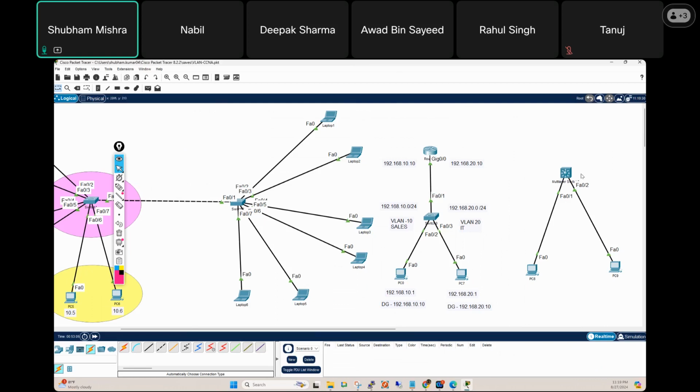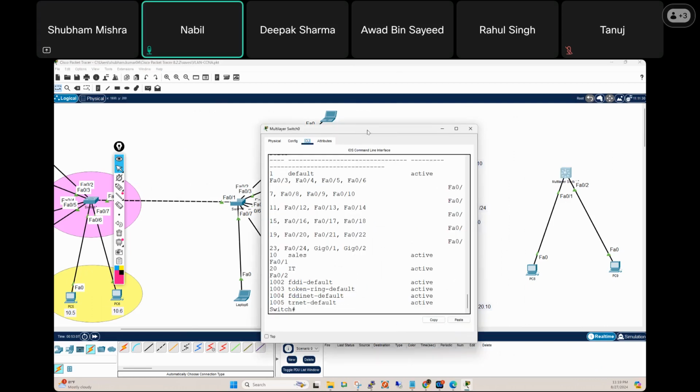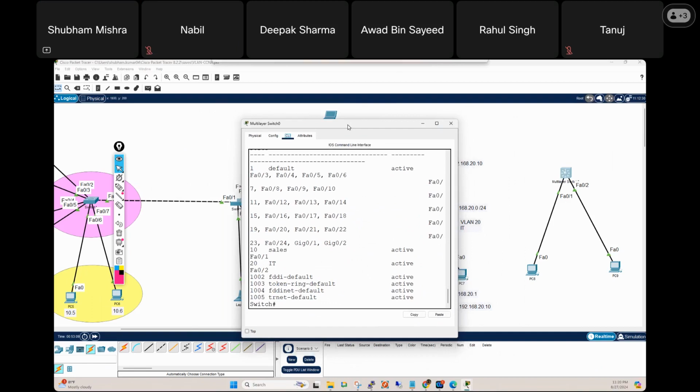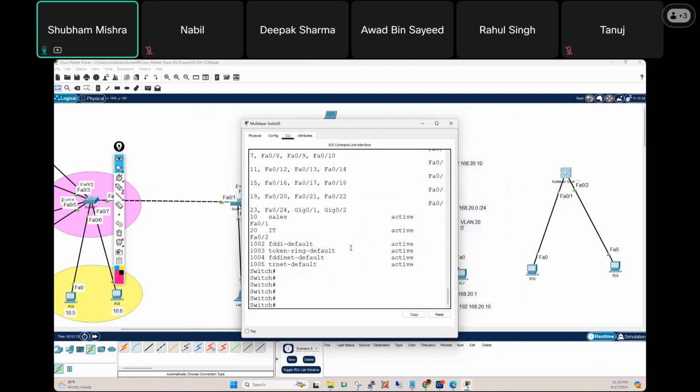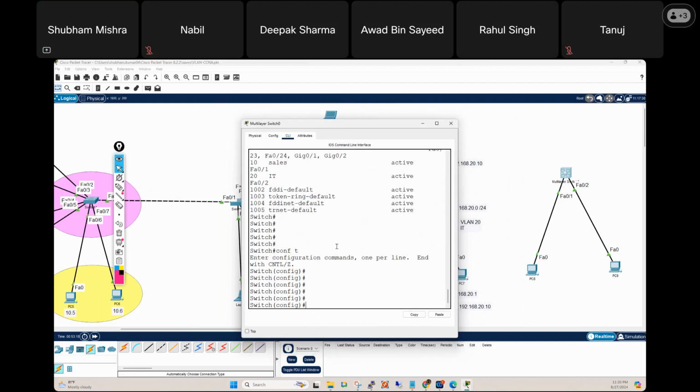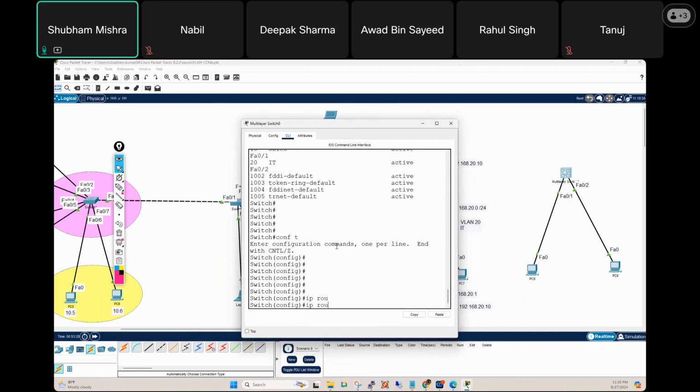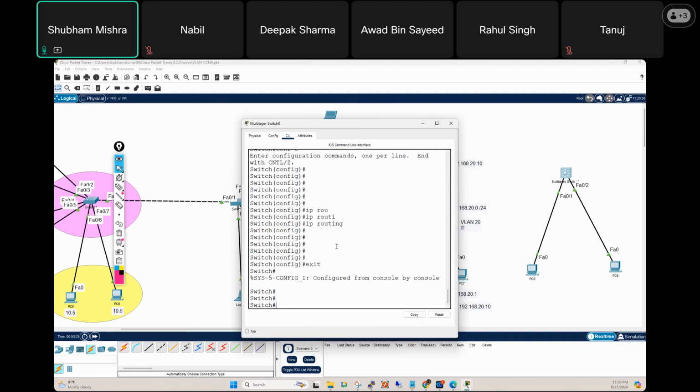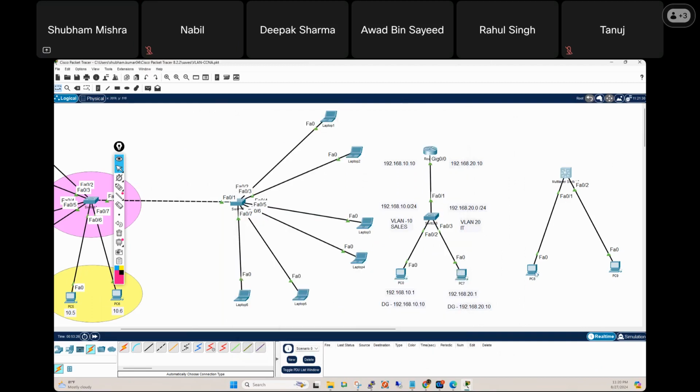Okay, one guy is commenting, encapsulate both of the interfaces. Okay, wait a minute. One guy is telling, sir, configure IP routing. Okay. IP routing. Done. Now try. Okay.